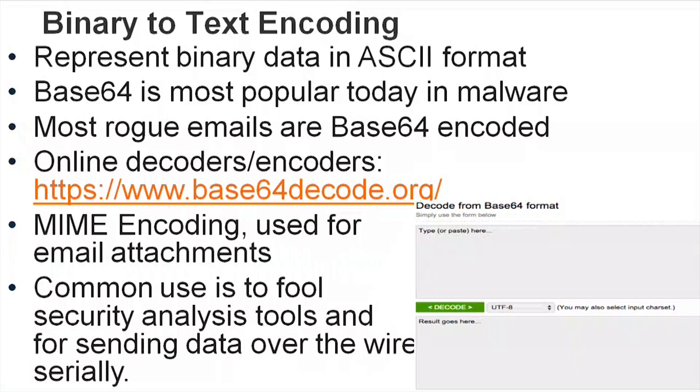MIME encoding is used for email attachments. MIME encoding is another type of binary to text encoding, or text to binary encoding. A common use is to fool security analysis tools when sending data over the wire serially. They obfuscate the information a little bit. If they can change the signature a little bit, then the devices sitting out on the egress points, when looking at the traffic, will miss it because it was encoded. These things don't try to decode anything. They just look at serial text coming across the wire.